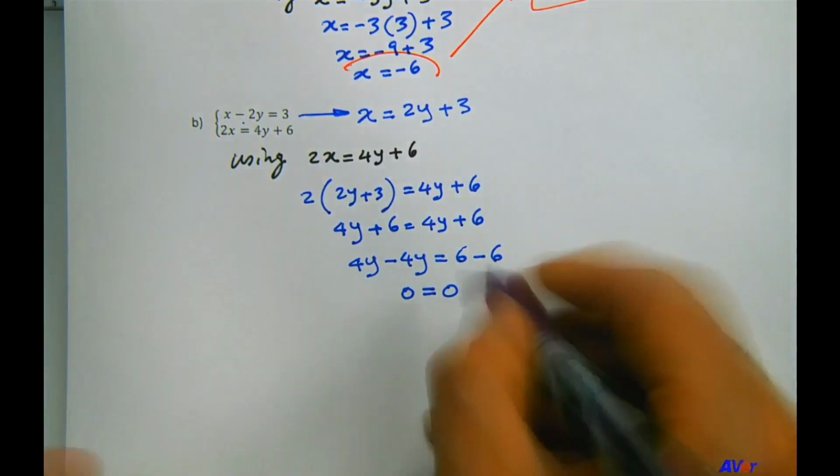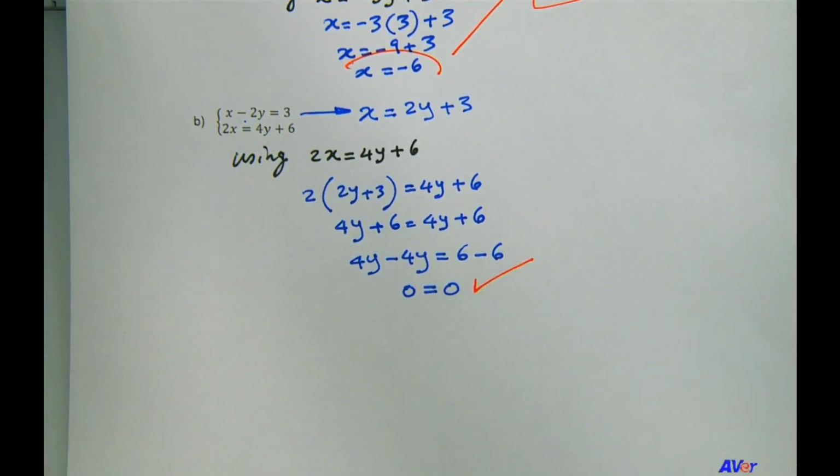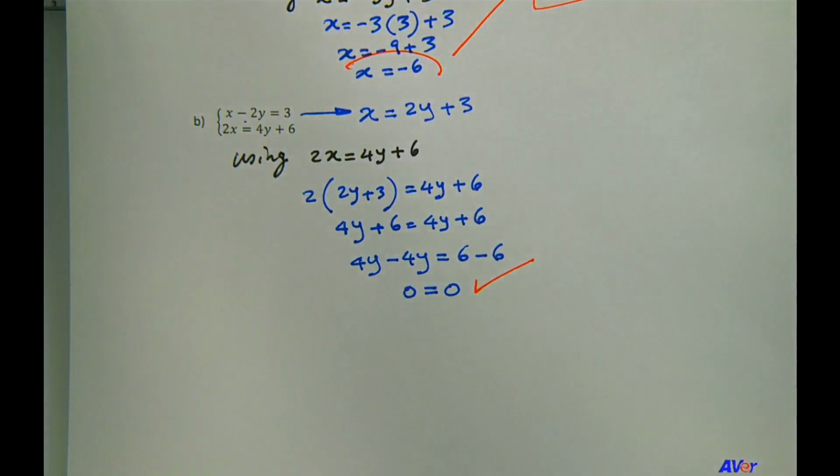Notice 2 things about what we ended up with. First of all, it is always true. 0 is always equal to 0, right? There is no invalid statement there. That's a valid statement. 0 equals 0. The second thing that should catch your attention, this equation 0 equals 0 does not depend on the value of either x or y.